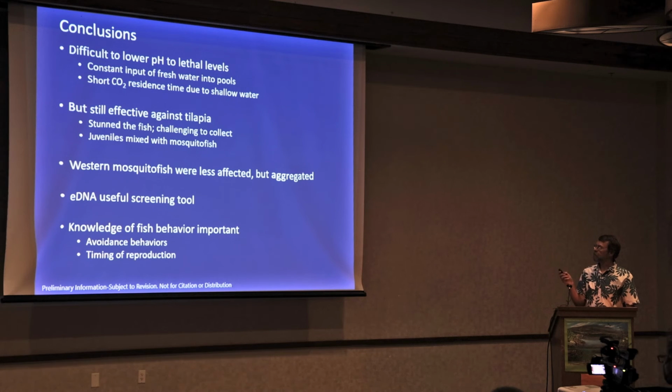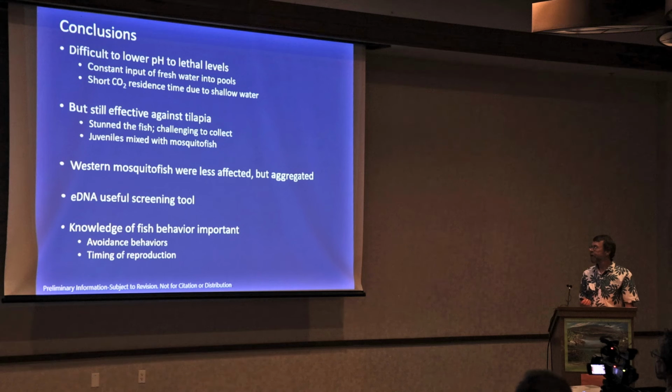Western mosquito fish were less affected, but it did affect their behavior. They avoided the CO2 and tended to aggregate in little reservoirs or channels away from it, so I think it could be used as a tool to help drive them into nets and things like that. I think eDNA has certainly proved to be a useful screening tool to give us more confidence that if we don't see them, they're truly not there.